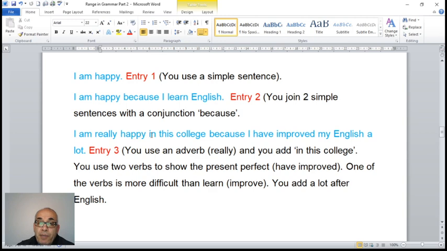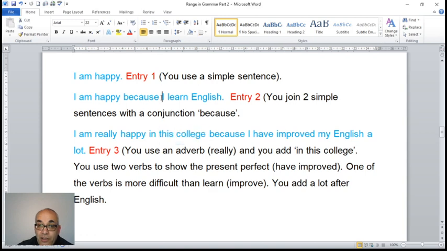"I am really happy in this college because I have improved my English a lot." This is an entry 3 sentence. Why? You use an adverb. You use really. Really is an adverb. And you add in this college. It was not in the earlier sentence, but here you add it.